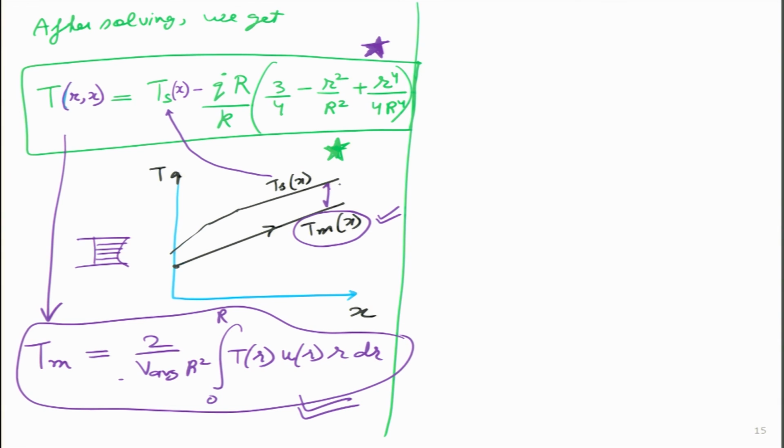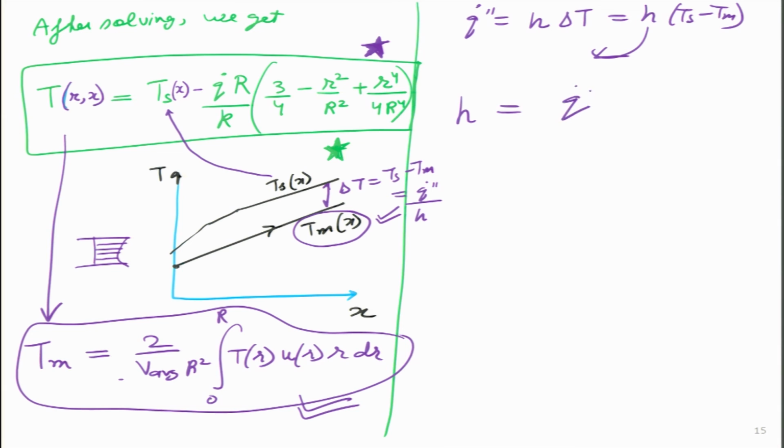Once I know this, then I have delta T. What is delta T, by the way? It is Ts minus Tm. And how is it important to link it with H? Because it is simply Q dot by H. Because what is Q dot? It is H into delta T, which is H times Ts minus Tm, which means from here I can get the value of H. So, I can do that. Let me go ahead and write. H is Q double prime divided by Ts minus Tm.